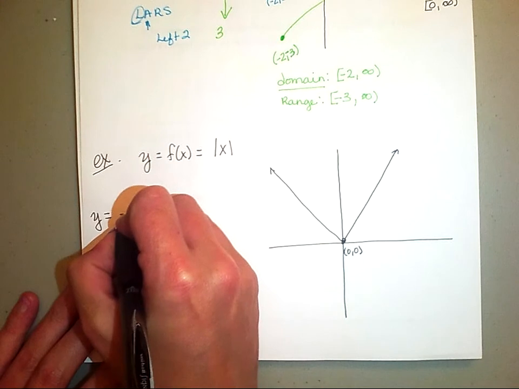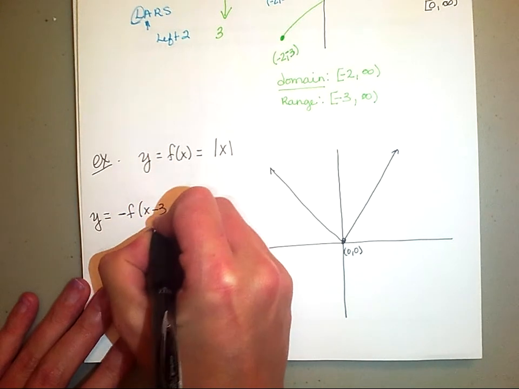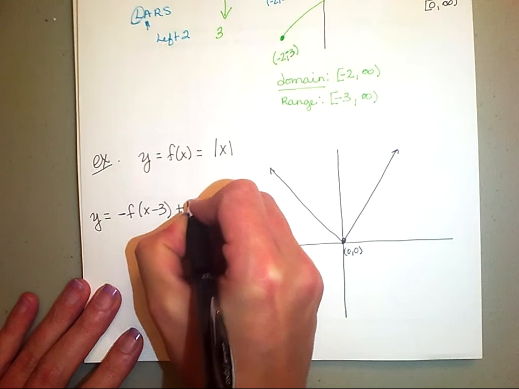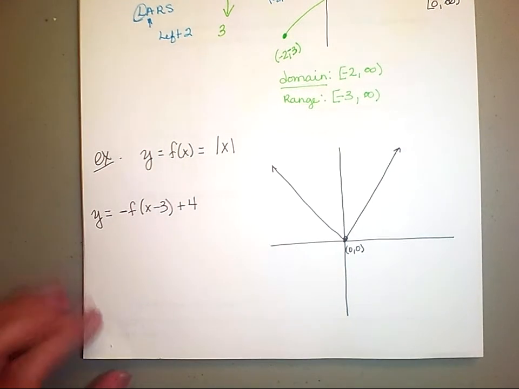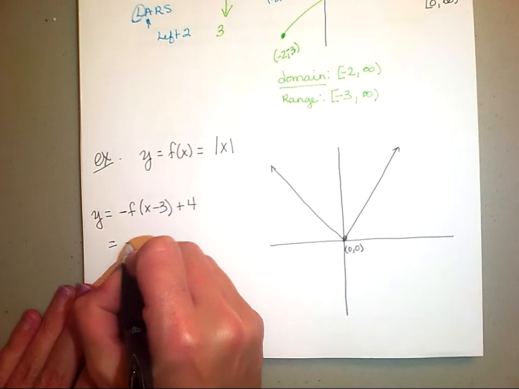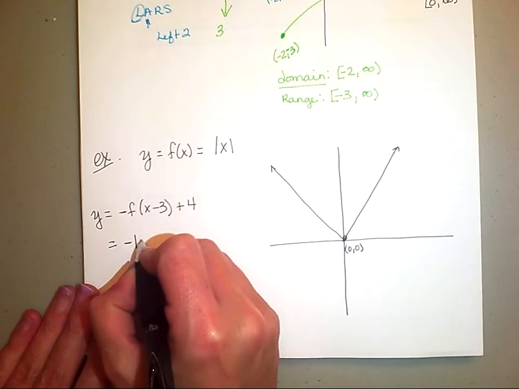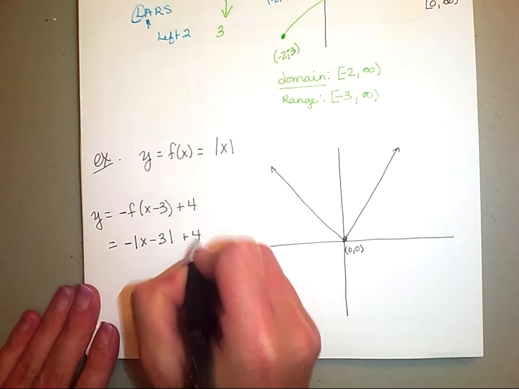So we're going to change the parent function by making it negative. And let's subtract 3 from the x and add 4. That'll give us a lot of work there to do. And in terms of our parent function, then that means we have the negative absolute value of x minus 3 plus 4.